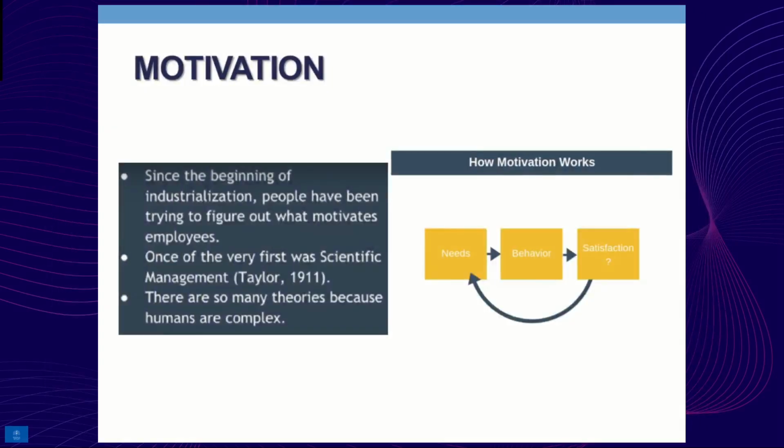Since the beginning of industrialization and the advent of factories, people have been trying to figure out what motivates employees. One of the very first theories was developed by Frederick Taylor, who wrote The Principles of Scientific Management in 1911. More recent theories of motivation include different theories. Unfortunately, most of the theories of motivation differ in what they think the best way to motivate employees is.